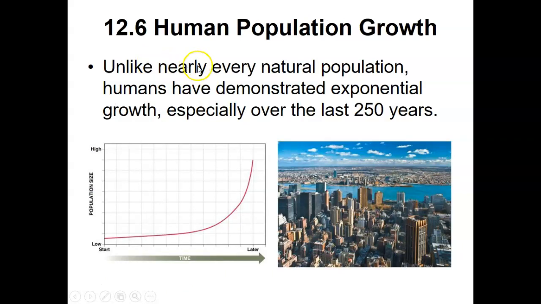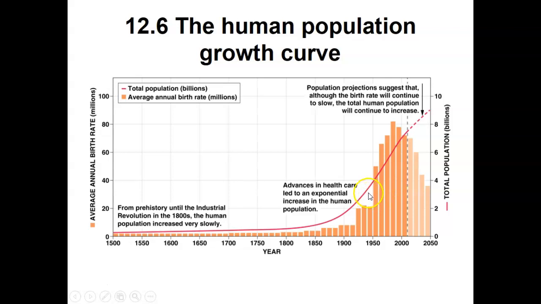Unlike nearly every natural population, humans have demonstrated exponential growth, especially over the last 250 years. So currently, the human population is still growing exponentially. This is the predicted model for human population growth. By the end of 2050, our growth rate will slow down, but we can still grow without problem.